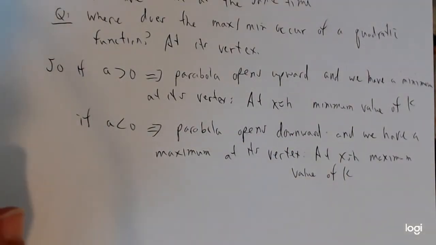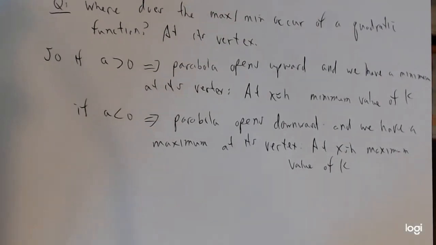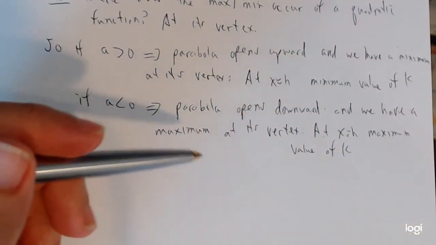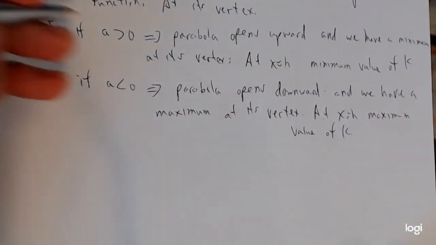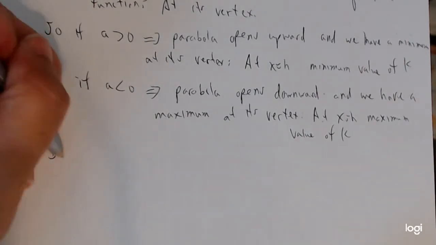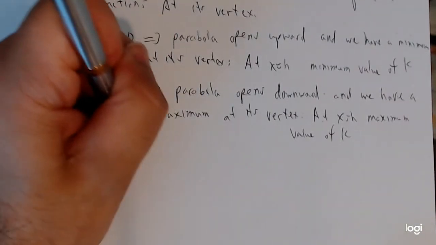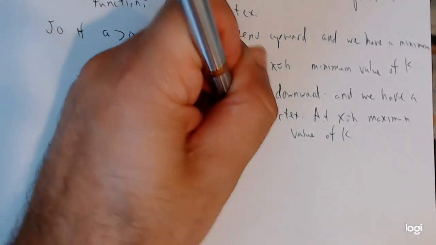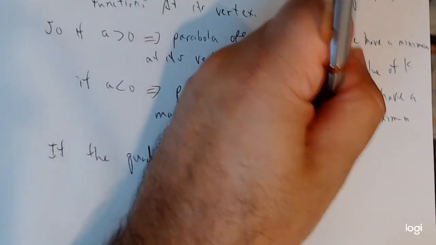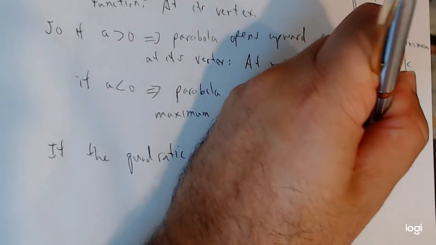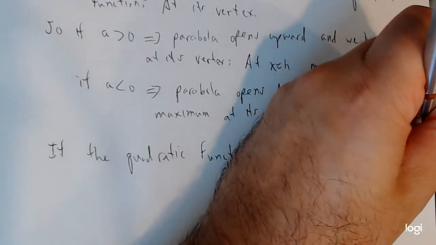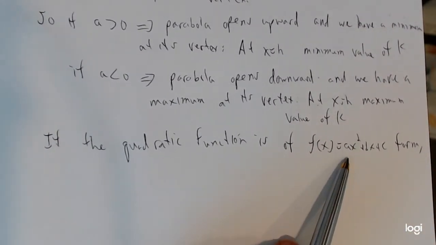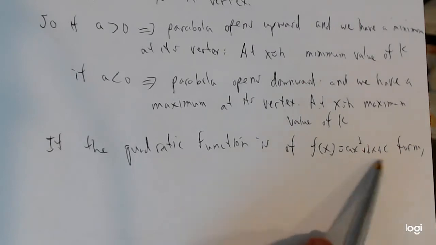So now, I gave this to you in standard form, but what if it's not? How do we find the vertex if it's not in standard form? Because there are ways around it. If the quadratic function is of the form f of x is equal to ax squared plus bx plus c, one thing you can do is convert this into standard form if you want. But we could also find the vertex if it's in this form.